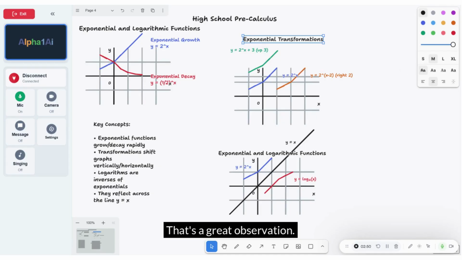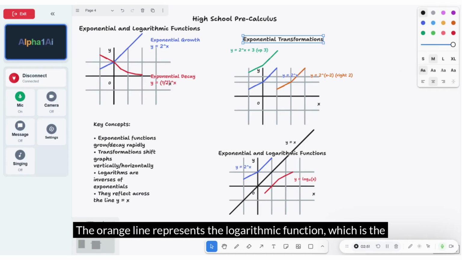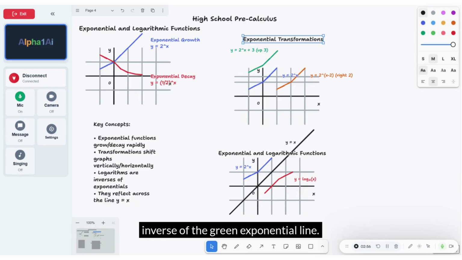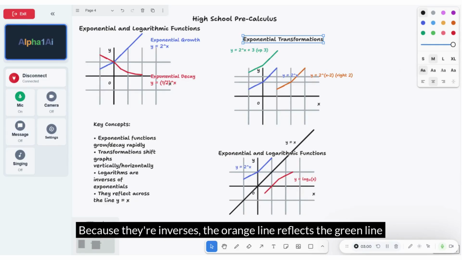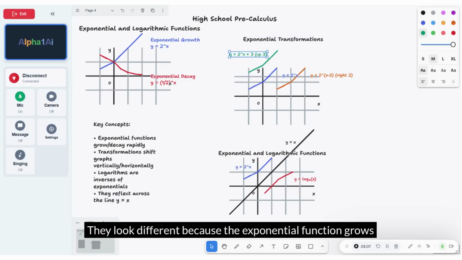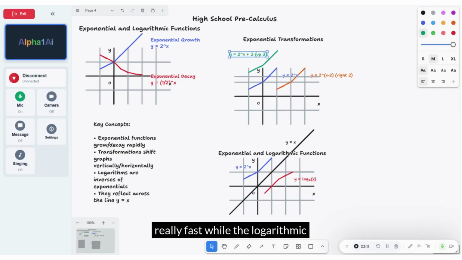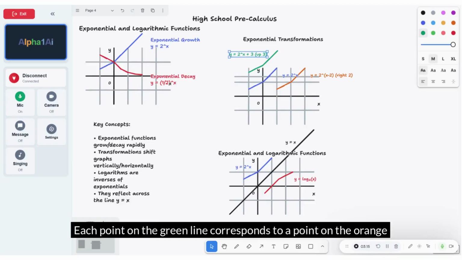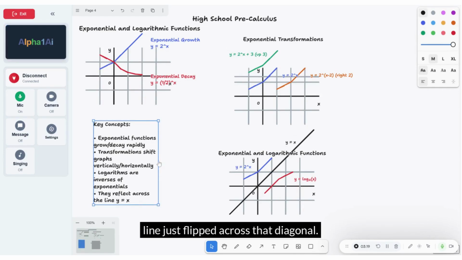That's a great observation. The orange line represents the logarithmic function, which is the inverse of the green exponential line. Because they're inverses, the orange line reflects the green line across that diagonal line y equals x. They look different because the exponential function grows really fast, while the logarithmic function grows much more slowly. Each point on the green line corresponds to a point on the orange line, just flipped across that diagonal.